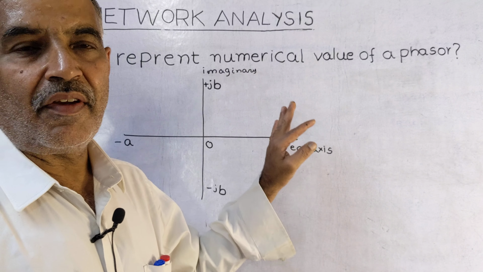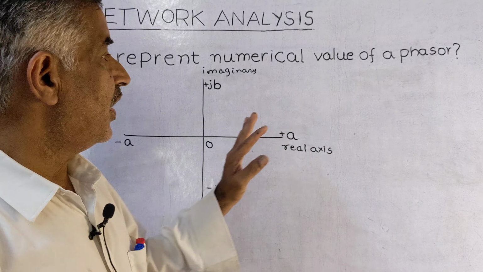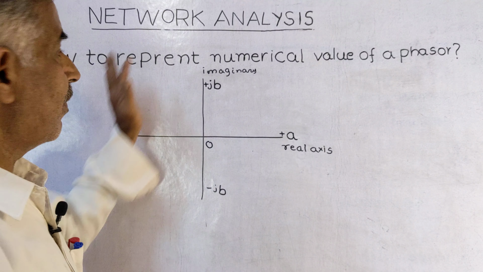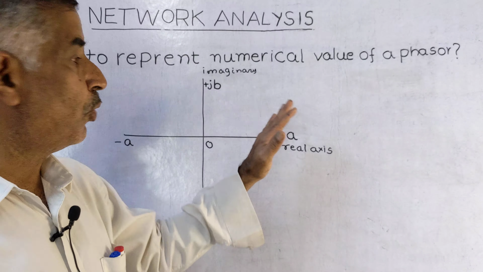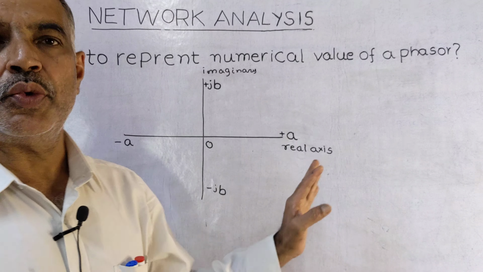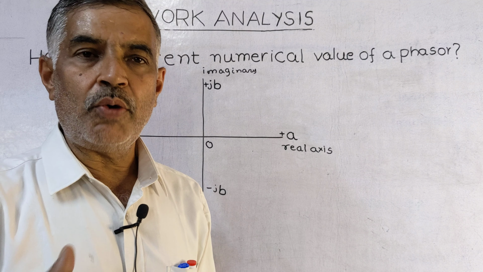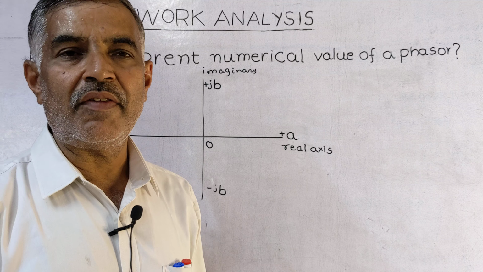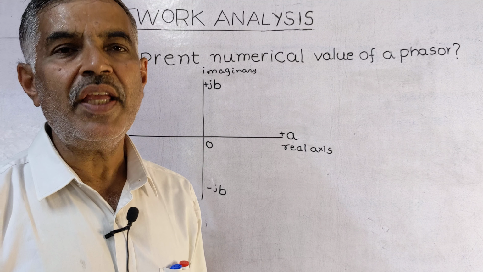So in this class we understood the division of the plane by two methods, and having understood this, next comes the question of how to represent the numerical value of phasors. That I will take up in the next class.